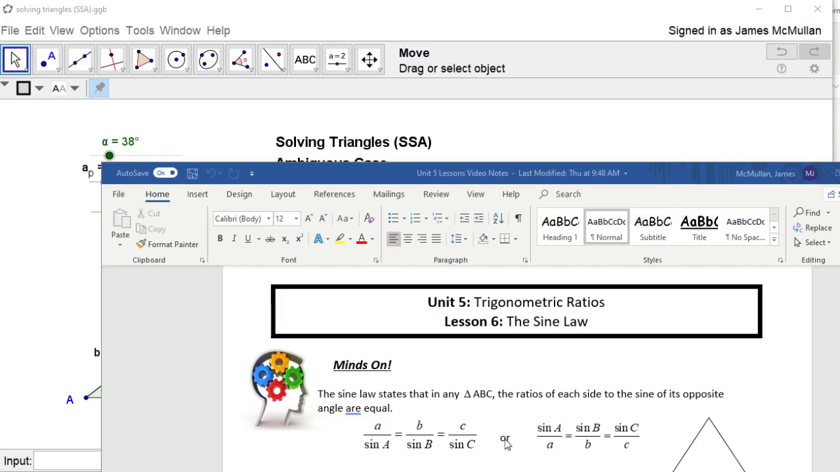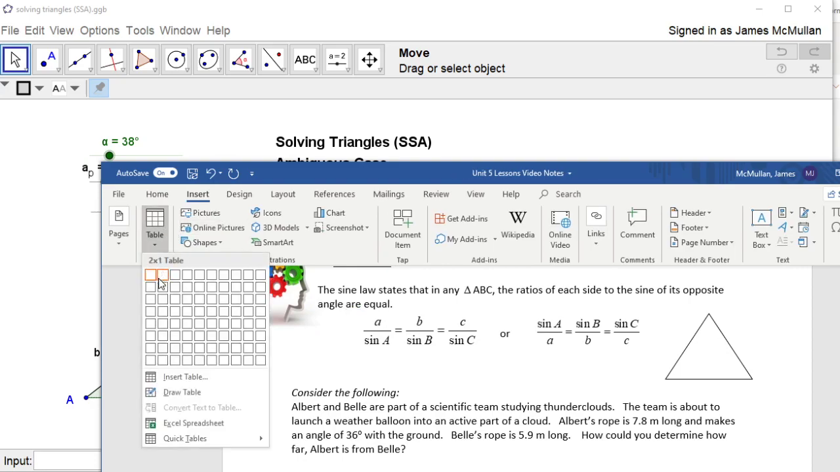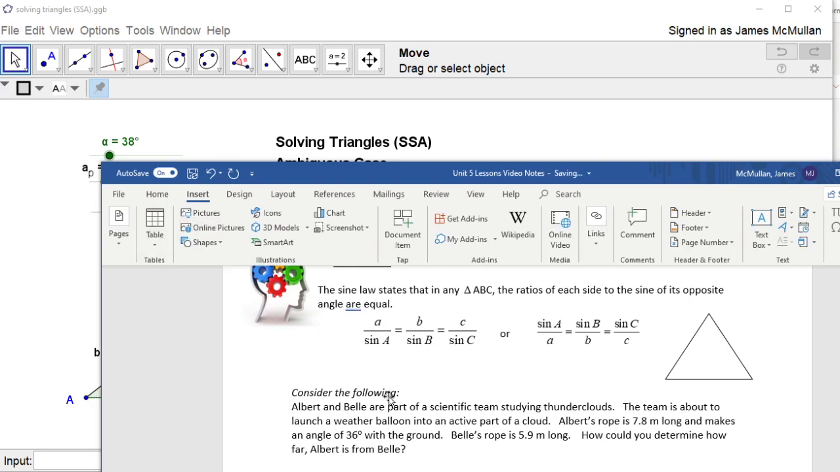Today we are talking about the sine law and doing some trigonometry, where we are trying to solve for missing sides or angles in a triangle. Generally speaking, a triangle has 6 pieces of information, right? If you know 6 things, then you know everything you could possibly know about the triangle.